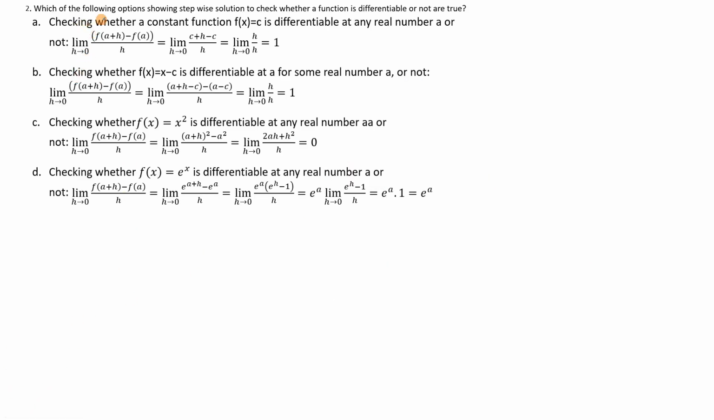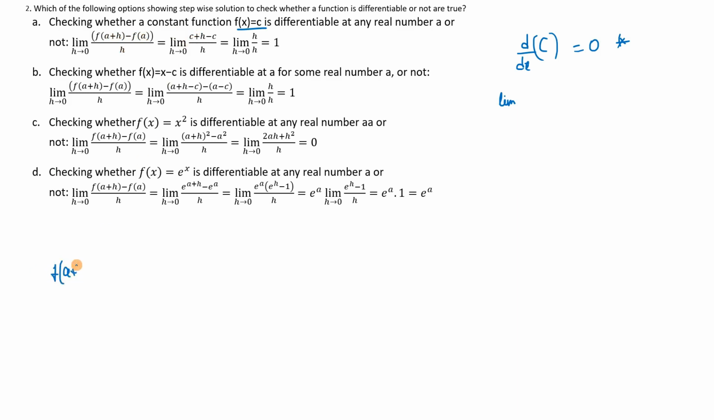Okay, moving on. Which of the following options shows the stepwise solution for the differentiation of the function? The first function is a constant. For any constant function, the differentiation of a constant is always 0. This is an important point to remember. Let's try from first principles. We have the limit h tends to 0 of f of a plus h minus f of a divided by h. What is f of a plus h?